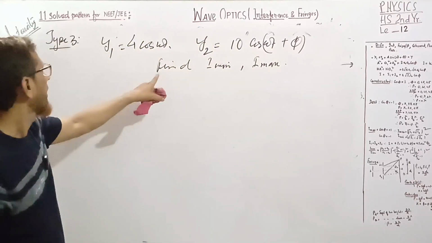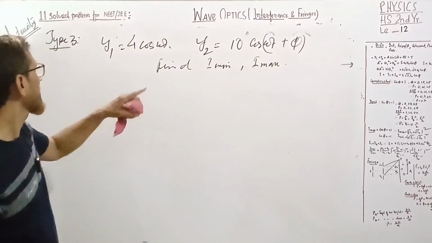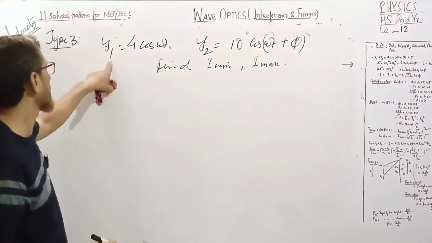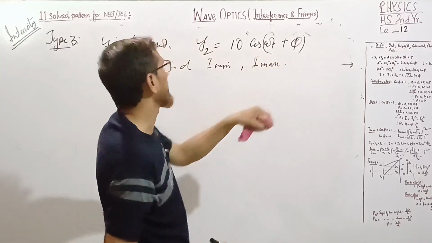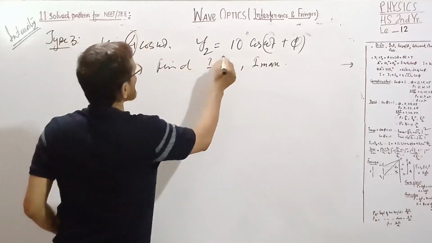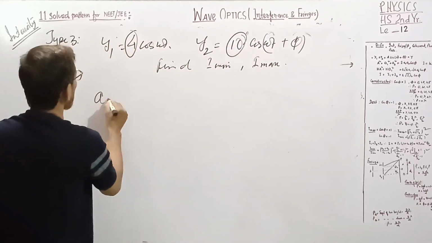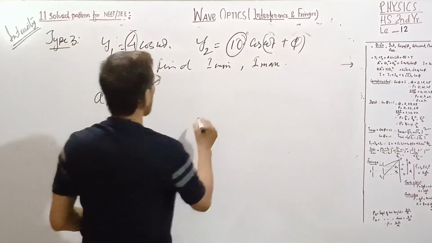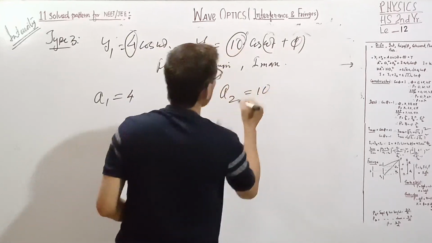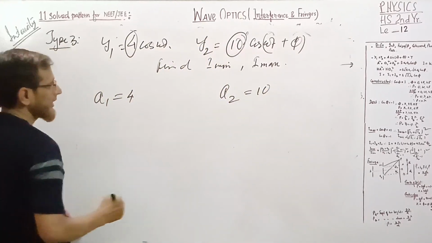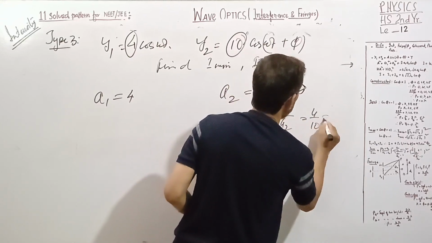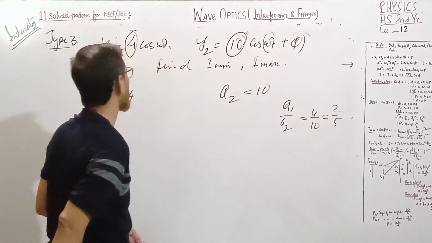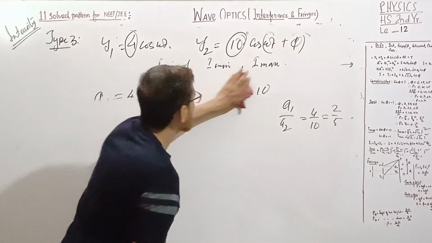You are given two displacements of the light wave: y1 is equal to 4 cos omega t, and the other is y2 is equal to 10 cos omega t. That is nothing but the amplitudes. From the question we get amplitude a1 is equal to 4, a2 is equal to 10. So a1 by a2 is equal to 4 by 10, which is equal to 2 by 5. Am I right?